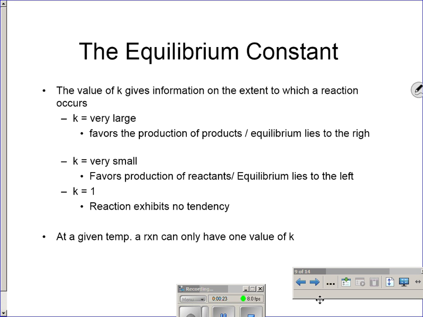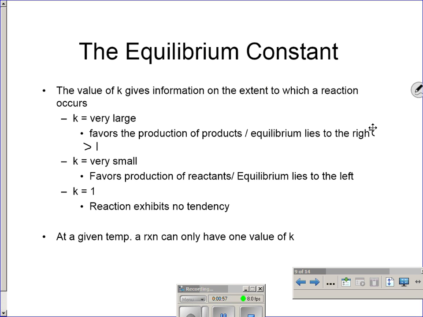So in the last segment, we talked a little bit about the equilibrium constant when we were looking at our graphs. And we saw that if the value for K is greater than 1, then that favors the production of products, and the equilibrium lies to the right. The larger the value for K is, the more products you're going to get. So anything greater than 1, we say we're going to have more products at equilibrium than we have reactants.